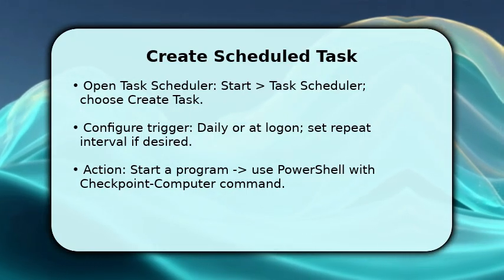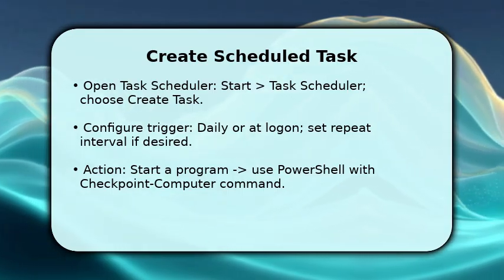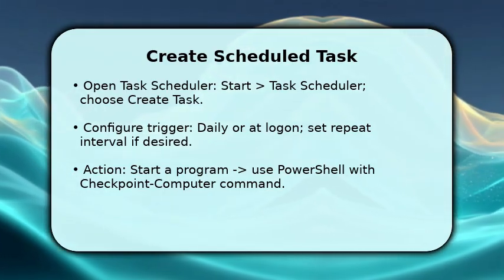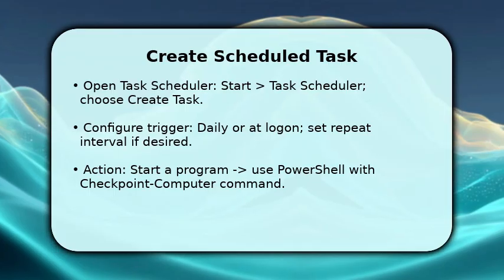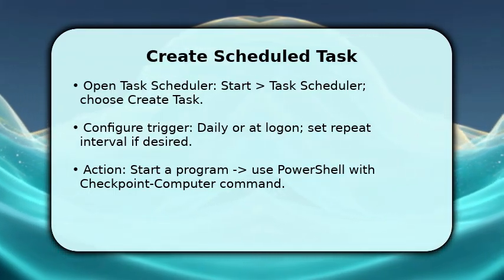Then add an action. Start a program and use PowerShell as the program, with the argument command: Checkpoint-Computer -Description "auto RP" -RestorePointType MODIFY_SETTINGS. Make sure to run with highest privileges and set to run whether user is logged on or not.